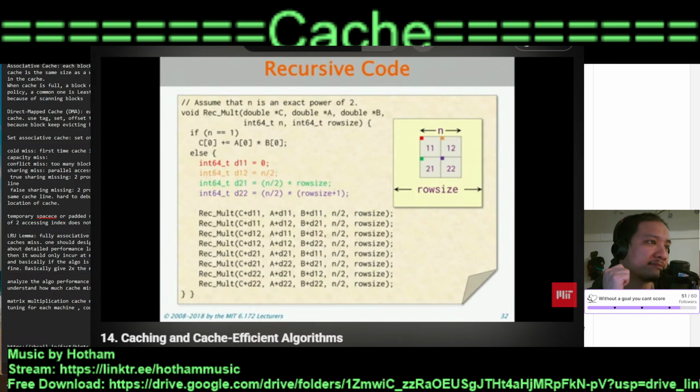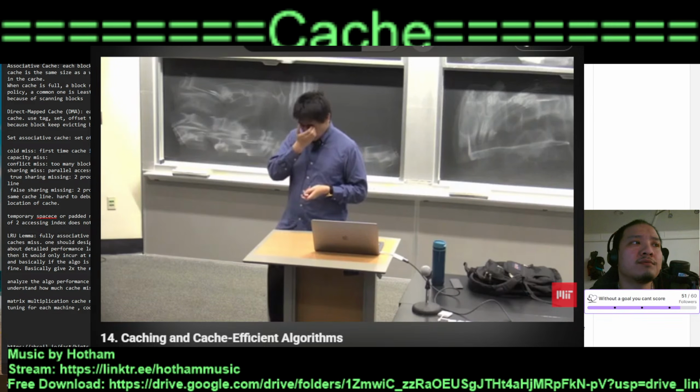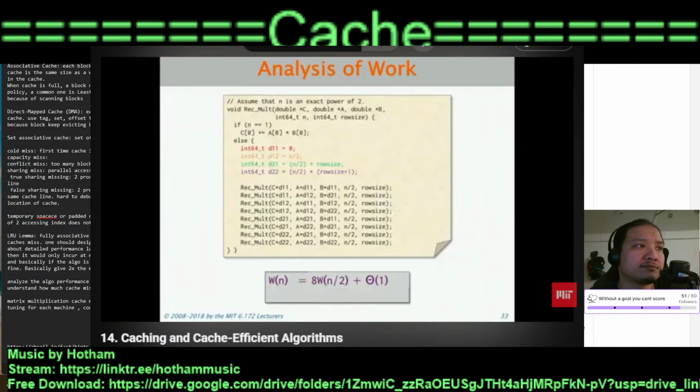Okay. So let's analyze the work of this algorithm. What's the recurrence for the work of this algorithm? How many subproblems do we have? 8. And what's the size of each subproblem? N over 2. And how much work are we doing to set up the recursive calls? A constant amount of work. So the recurrence is W of n is equal to 8 W of n over 2 plus theta of 1. And what does that solve to? N cubed. So it's one of the 3 cases of the master theorem.